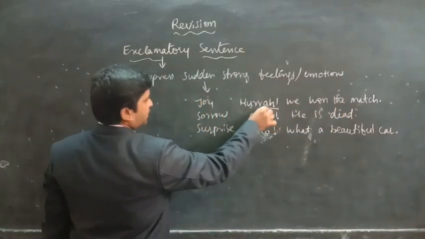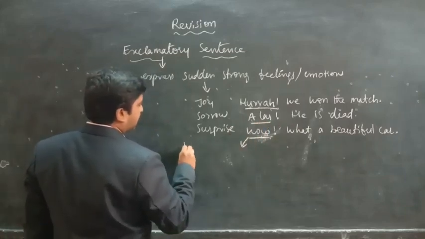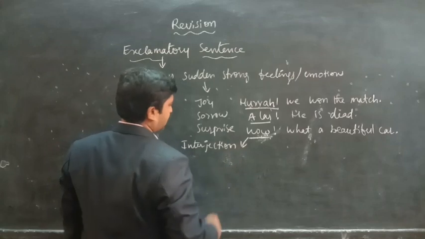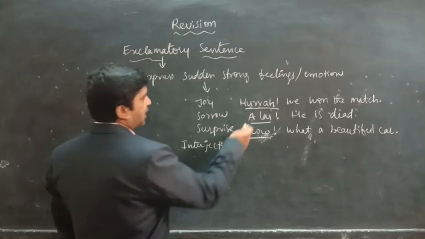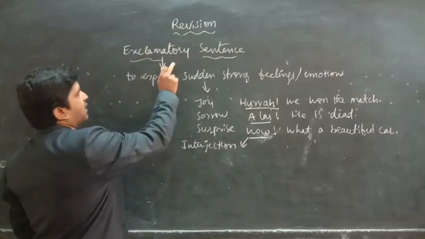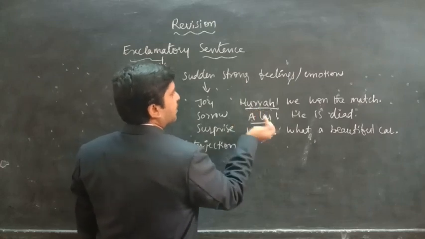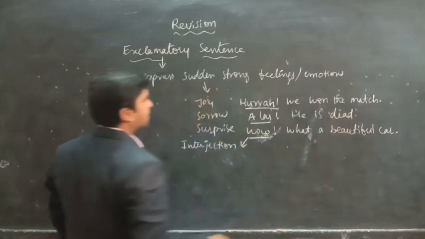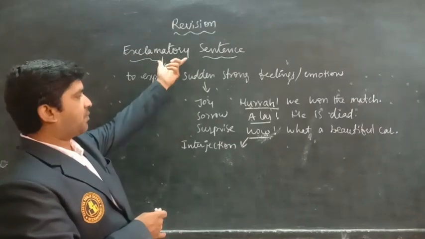Don't be confused: hurrah, alas, wow are also interjections. When we learn the parts of speech, interjection is one of them, and these are called interjection words. But when we use them in exclamatory sentences, we use an interjection word plus a sentence.